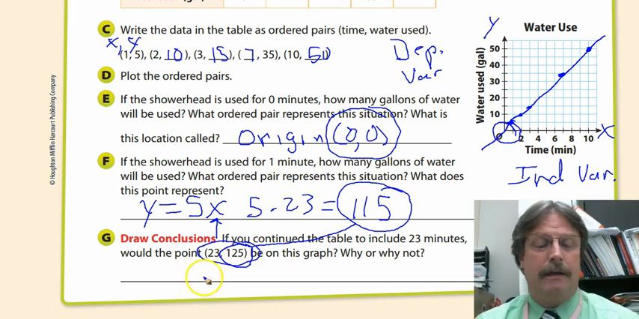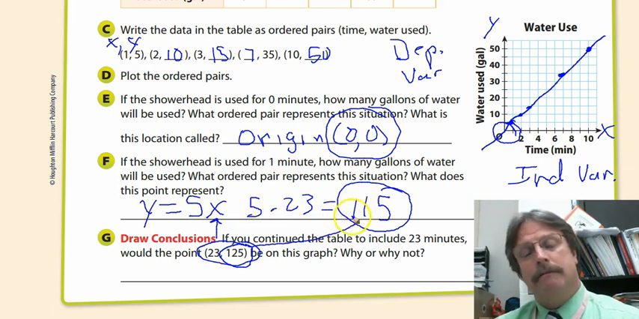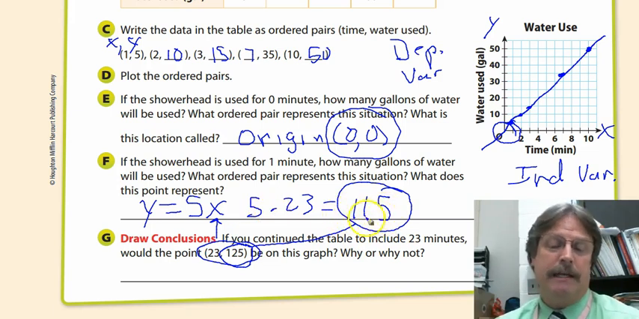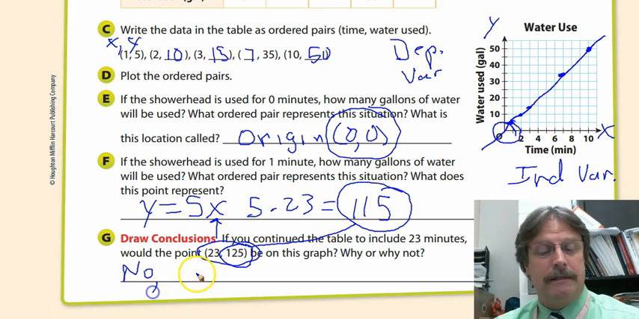Okay? So what this is telling you is, if x is 23 and you put it into the equation, 23 times 5, does that equal 125? Well, when you do the math, no, it does not equal it, because it's 115. So if you continue the table to include 23 minutes, would the ordered pair (23, 125) be on the graph? The answer should be no, because 23 times 5 should have the ordered pair (23, 115).